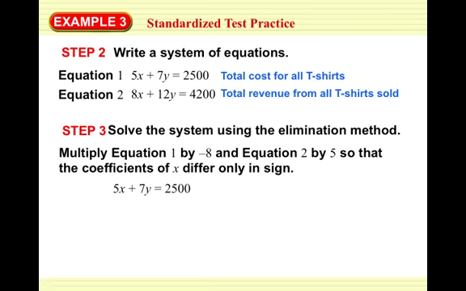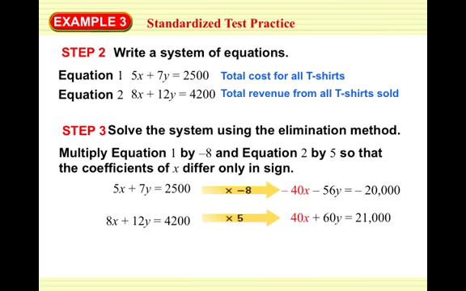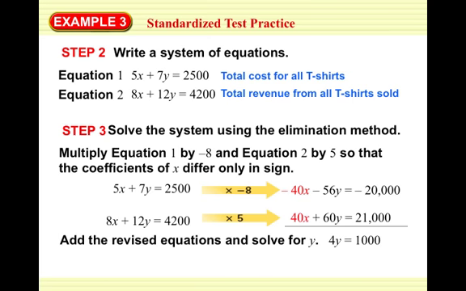So 5x plus 7y equals 2,500 times negative 8 gives me negative 40x minus 56y equals negative 20,000. 8x plus 12y equals 4,200. I multiply by 5. That gives me 40x plus 60y equals 21,000. So I add the two together. My x's are eliminated. I get 4y equals 1,000. Divide by 4, I get y equals 250. So far we know 250 long sleeve t-shirts.